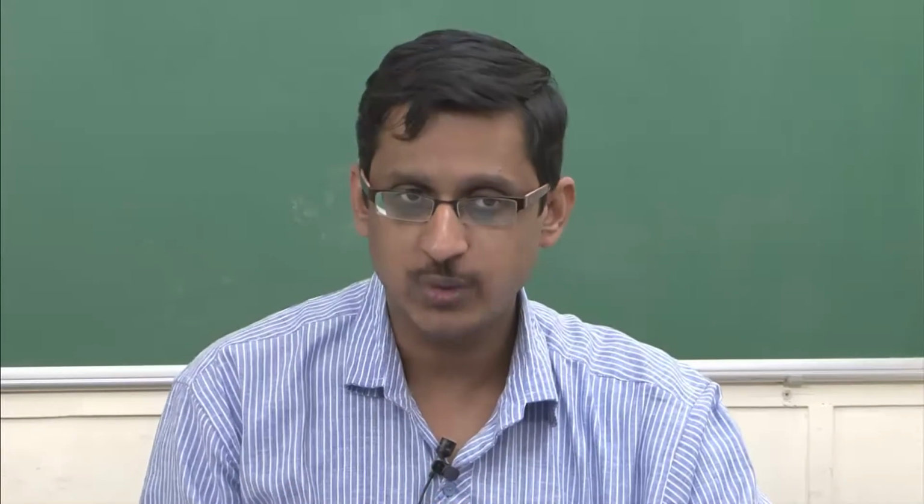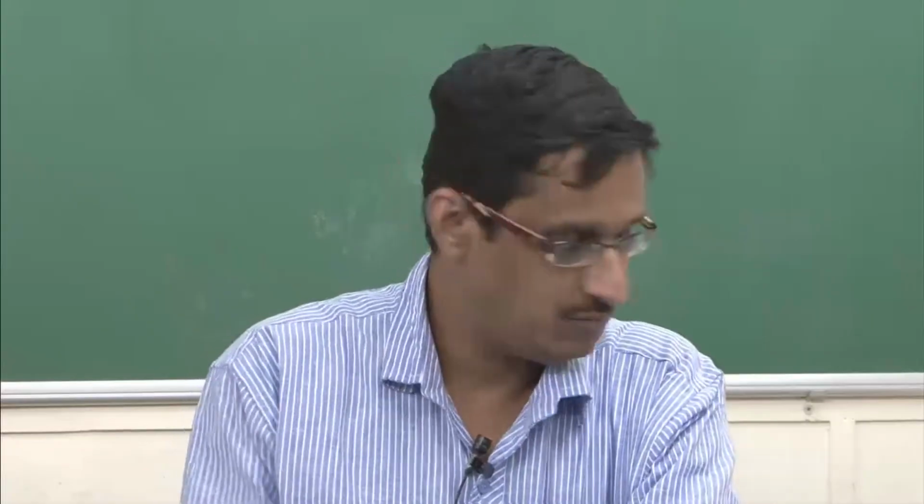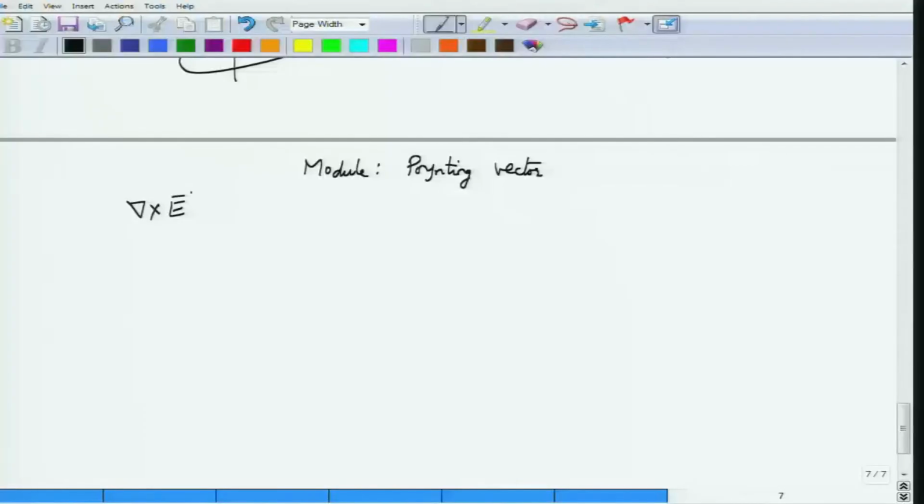I will not prove those vector identities, but I will assume that you know how to prove them, or you can go back and prove that one. Okay. So to derive the Poynting vector, let us write down Faraday's law and Ampere's law.